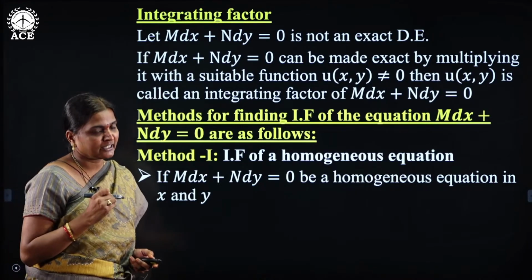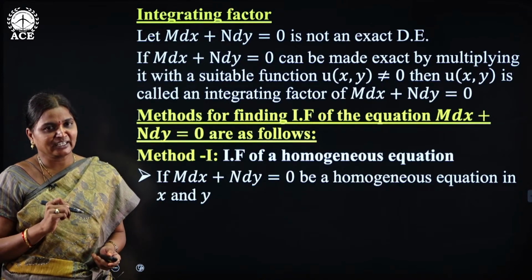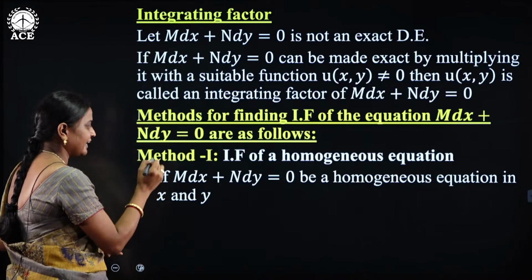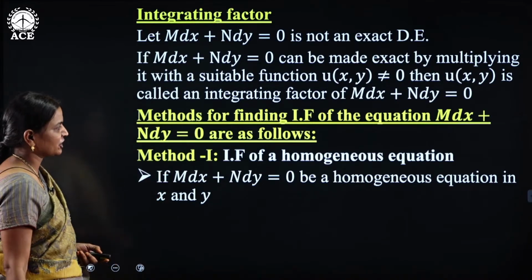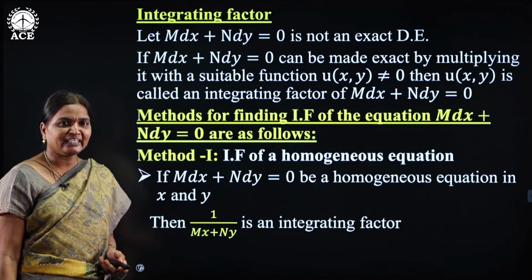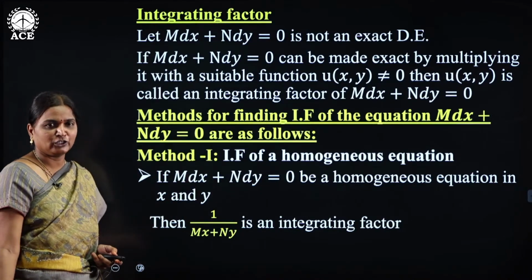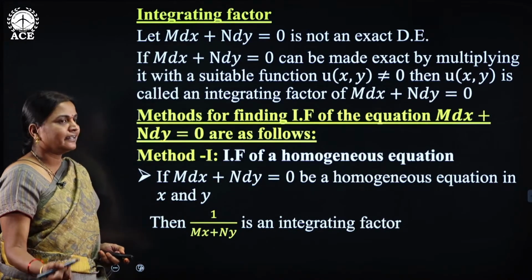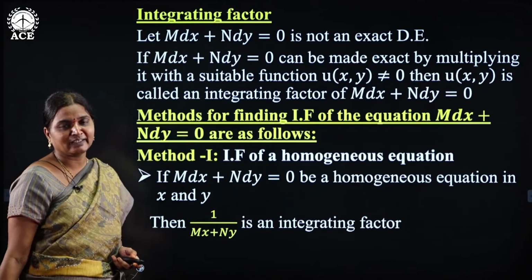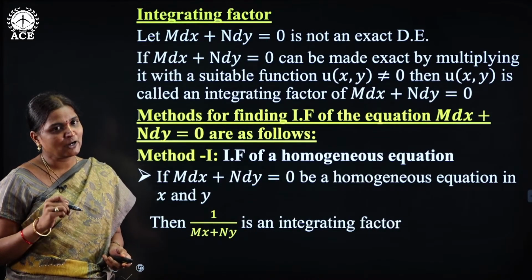So what is the default condition? Here the given differential equation is a non-exact differential equation and is a homogeneous differential equation, then 1 by (Mx plus Ny) is an integrating factor of M dx plus N dy equal to 0. So these are the reduction methods to find the integrating factor. This is one method when the given differential equation is non-exact and is homogeneous.